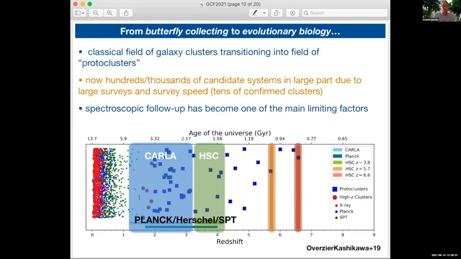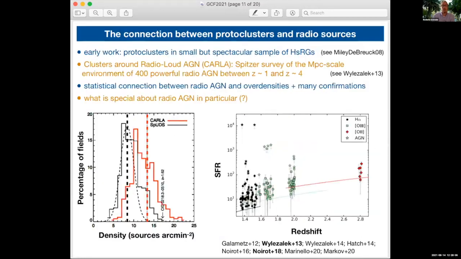So some of these ambitious projects that I'd like to highlight here are the following. The first project is the CARLA project. Early work showed that protoclusters appeared in small but rather spectacular samples of high redshift radio galaxies. There's a review by Miley and De Breuck 2008. And this was really taken to a next level by the CARLA project, led by Dominika Wylezalek et al.